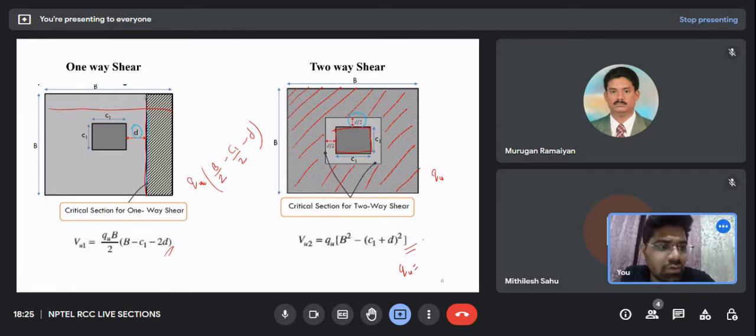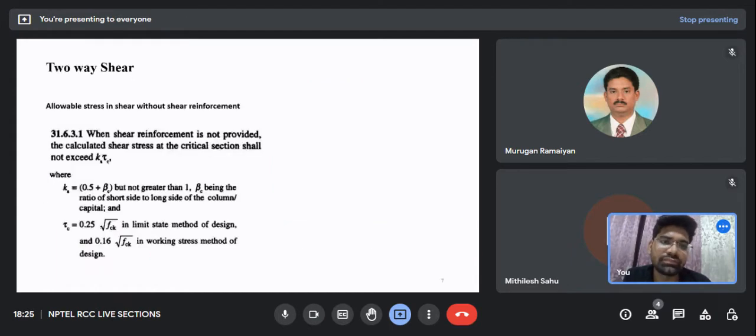So what will it be? QU into what is the total area? Total area is B into B, that is B square. So I will just subtract from it the area of this bigger square. So what will it be? It will be C1 plus D by 2 square. So this is the way I got it. So now you know how to evaluate the one way shear and the two way shear acting on the footing. Then you need to design it accordingly.